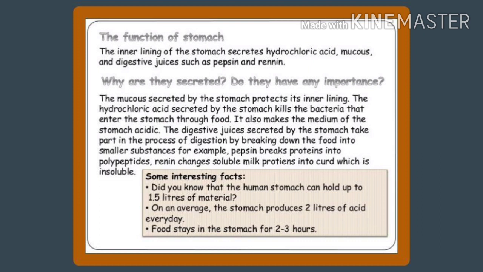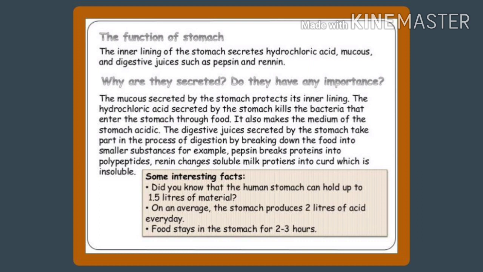Now what happens is the digestive juices secreted by the stomach take part in the process of digestion by breaking down the food into smaller substances. For example, pepsin breaks the proteins into polypeptides, and renin changes soluble milk proteins into curd, which is insoluble. Okay, so overall, what all did we study again in the stomach? Hydrochloric acid, mucus, and then pepsin and renin.